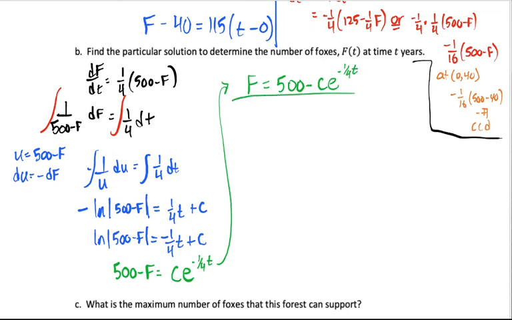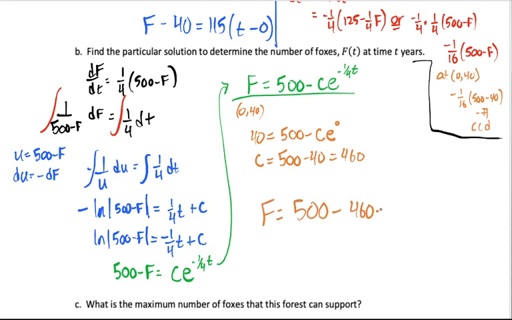So let's use our information that was given to us to figure some of these things out. So we were given that at 0, it's 40, that was a nice initial population for us. So we have 40 equals 500 minus c e to the 0 power. So that's going to give us c equals 500 minus 40 when we do our little flipperoo there, or 460. So our final little equation here is going to be f equals 500 minus 460 e to the negative 1/4 t. And that's our particular solution. Sorry, particular, not general, because we found c.